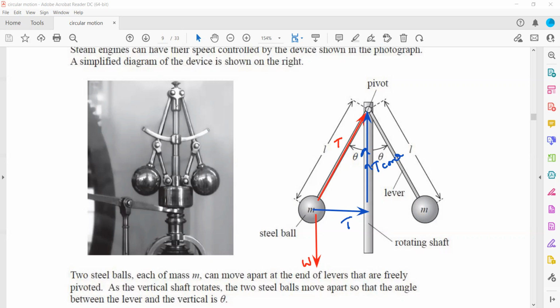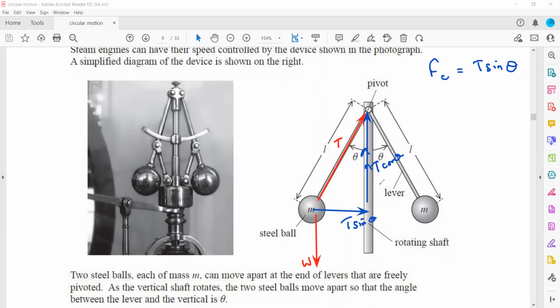So when we resolve this, when we compare, this one is T sine theta. T sine theta is directed towards the center. It means T sine theta is responsible for the circular motion, as it is directed towards the center. So we can say the centripetal force is equal to T sine theta.